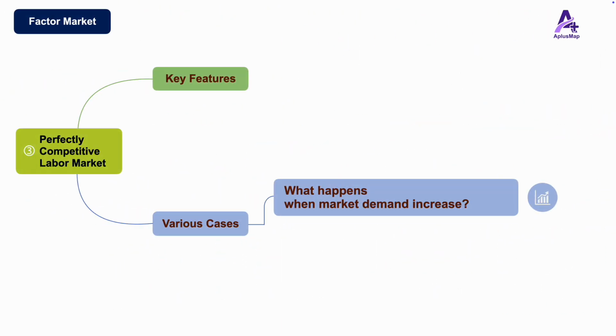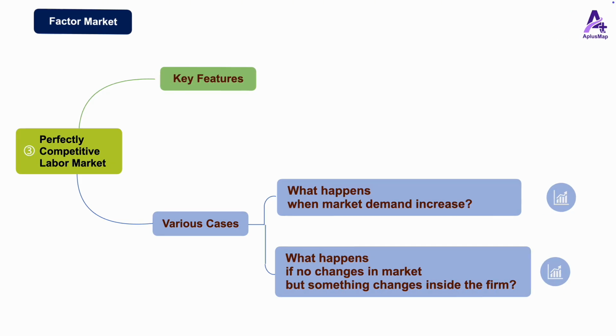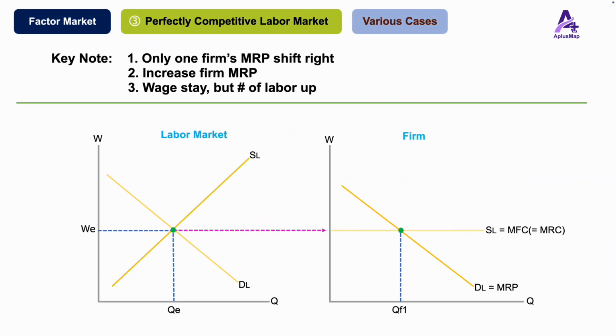Okay, case 2. What if the market stays the same, but something changes inside just one firm? Like, say, the workers at one company get way more productive. Good scenario. Case 2, change inside the firm, market stays the same. So on the market graph, nothing changes. Supply and demand for labor in the overall market are the same, so the market wage stays put.